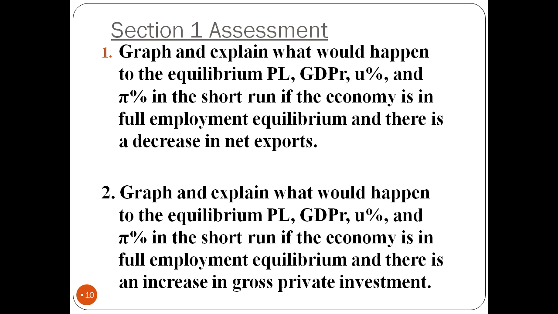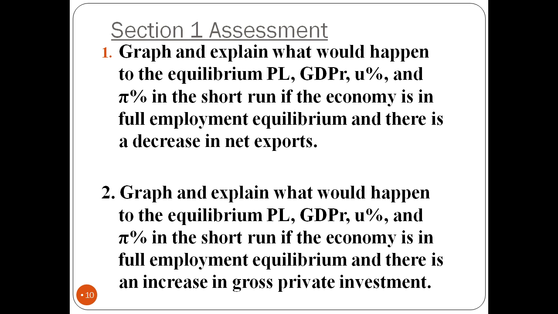All right, so we're now going to do the assessment. For number one, we're going to graph and explain what would happen to the equilibrium price level, real GDP, unemployment rate, and inflation rate in the short run if the economy is in full employment equilibrium. So we start off at full employment equilibrium, and there is a decrease in net exports. Set up your AD-AS in full employment equilibrium. Shift aggregate demand the right way. Label everything. And then go ahead and tell me what happens to price level, real GDP, unemployment, and inflation for number one, if there's a decrease in net exports.